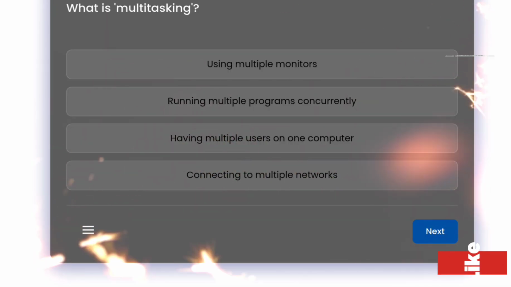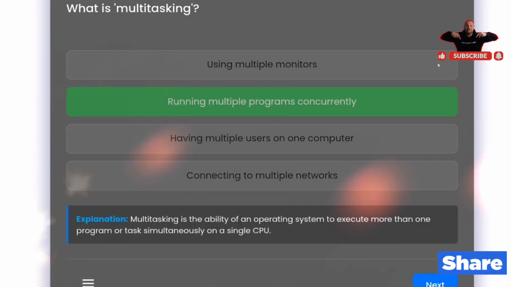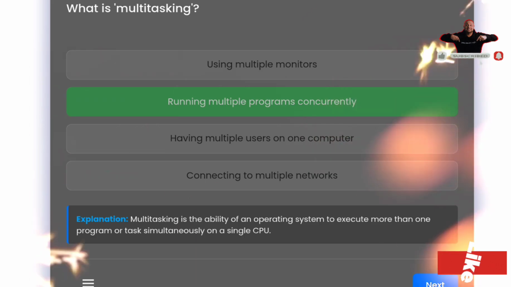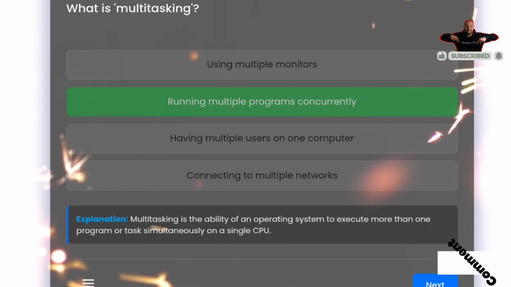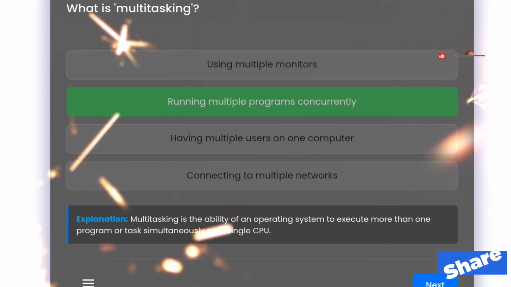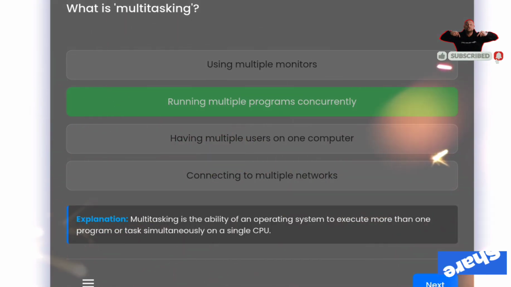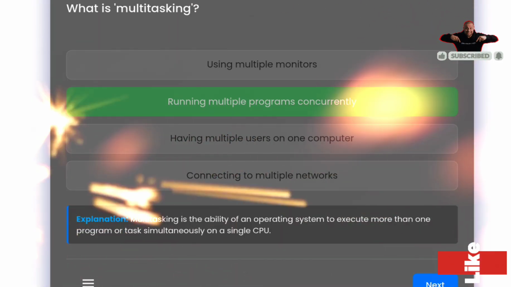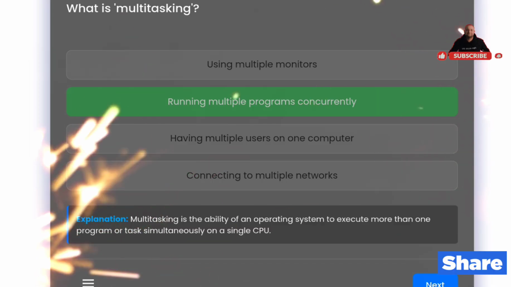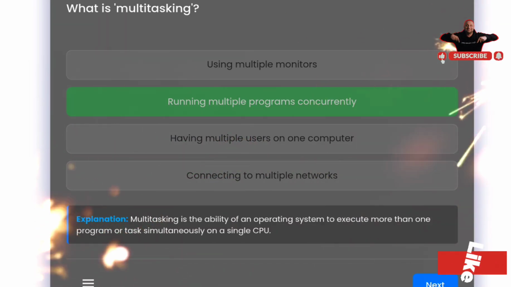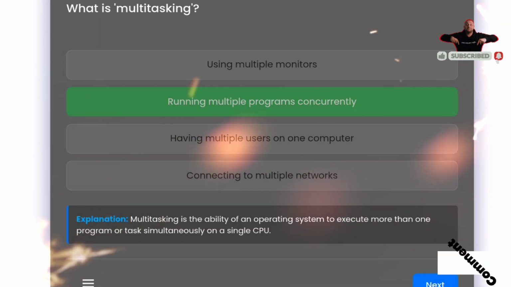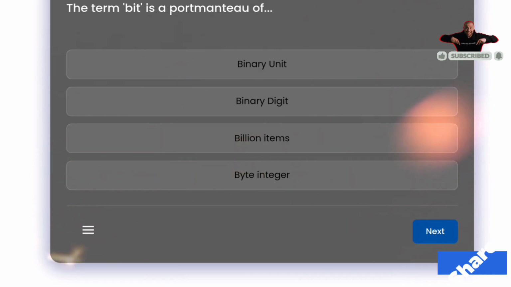What is multitasking? Running multiple programs concurrently. Multitasking is the ability of an operating system to execute more than one program or task simultaneously on a single CPU.